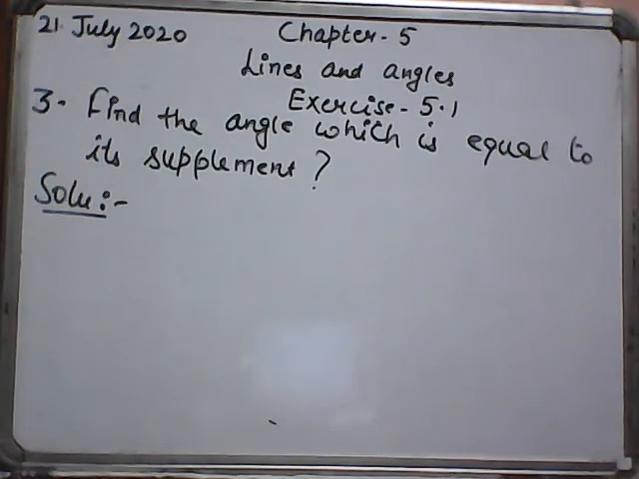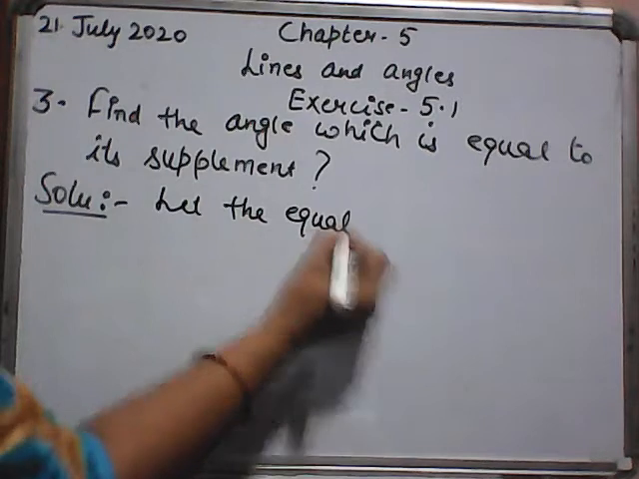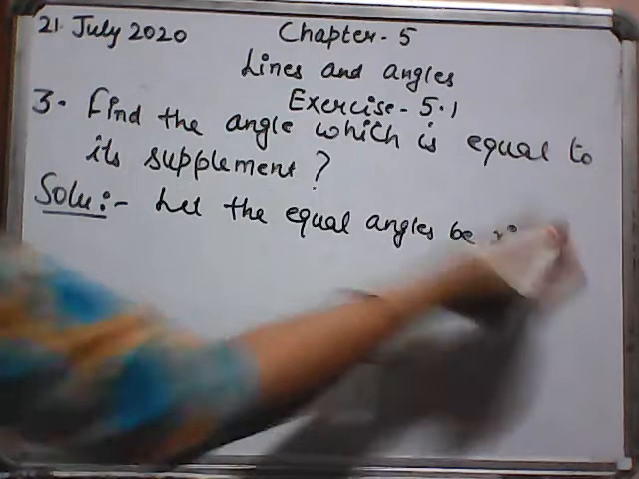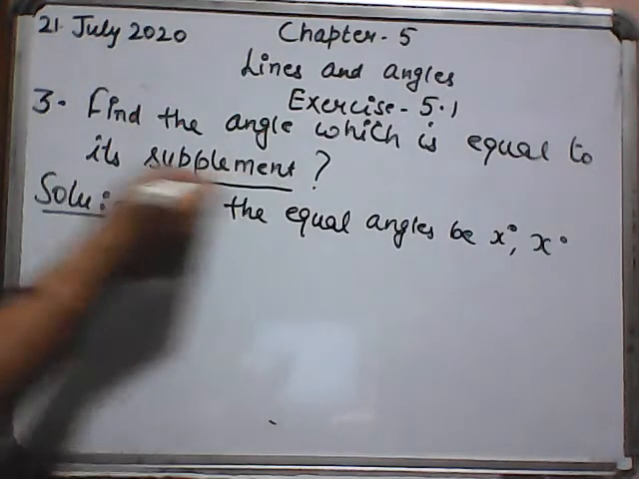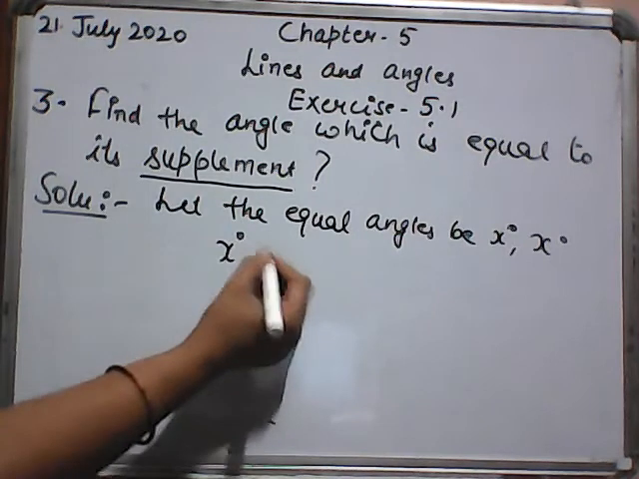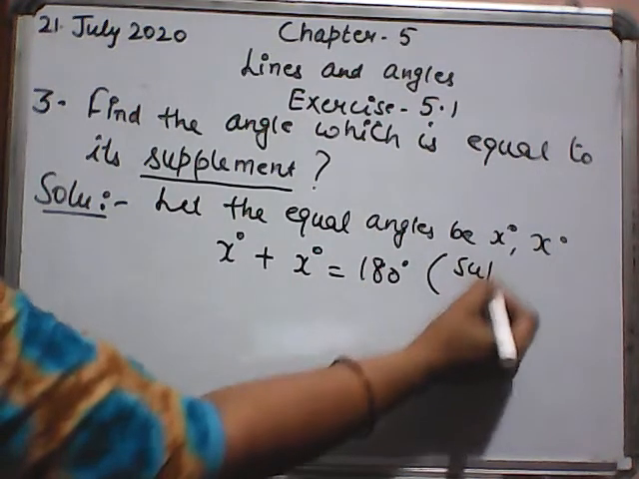In question number 3, find the angle which is equal to its supplement. That means the angle and its supplement angle both are equal, and you have to find the angle. So in this question, let the equal angles be x degree and x degree. Now the condition is given, both the angles are supplements. Supplement means the sum of these two angles is 180 degree. So we can write it as x degree plus x degree is equal to 180 degree.